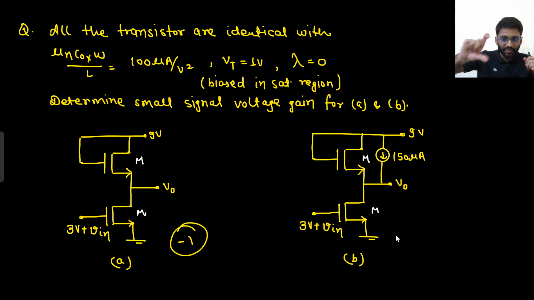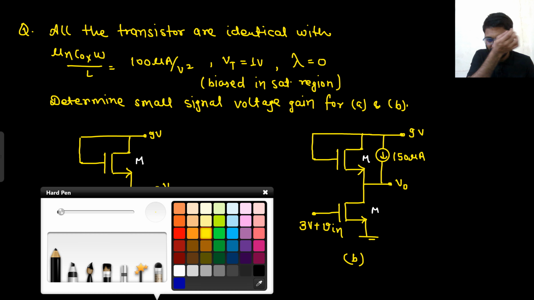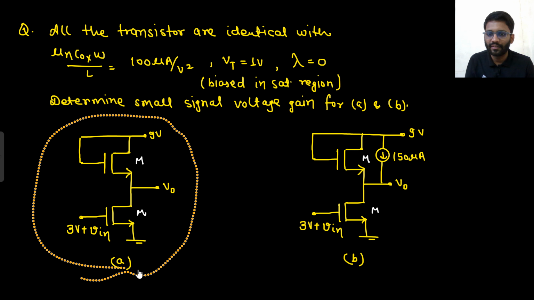So in the first one, both the upper and lower transistors have the same current, and both are identical. Mu n Cox W by L is also the same. So the value of gm will be the same for both of them, but it will not be the same in the case of B. So let's talk about circuit A. I will copy this circuit.